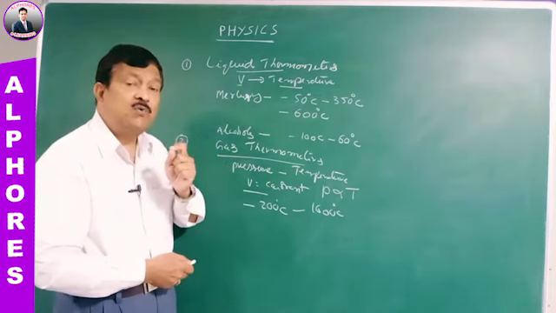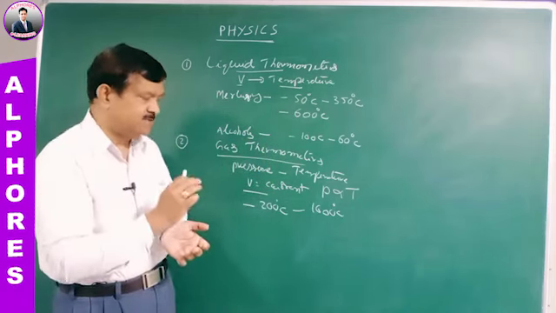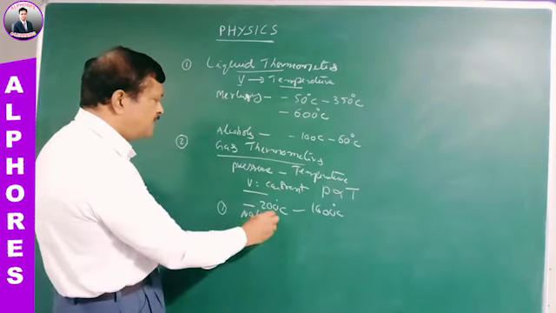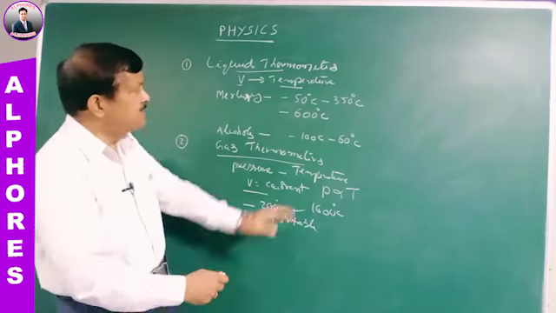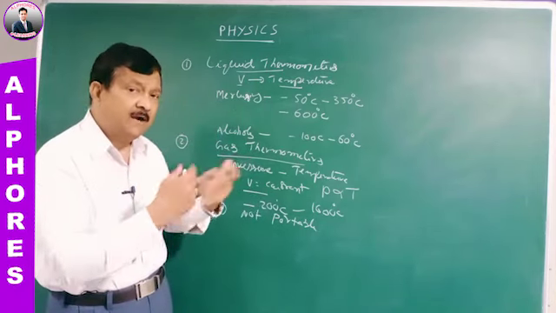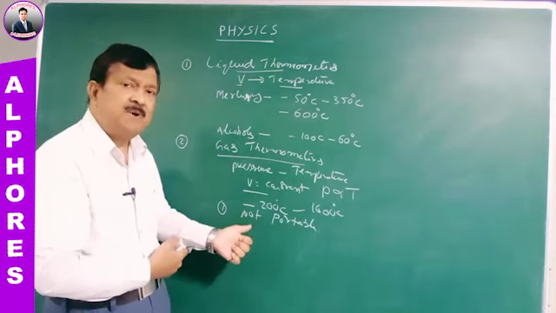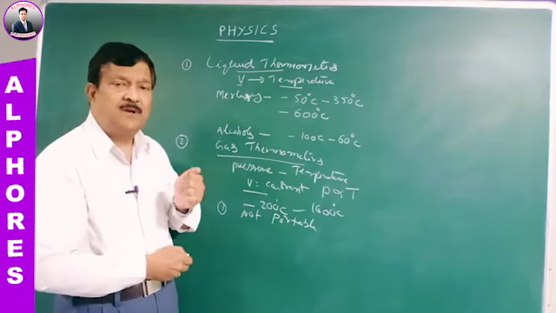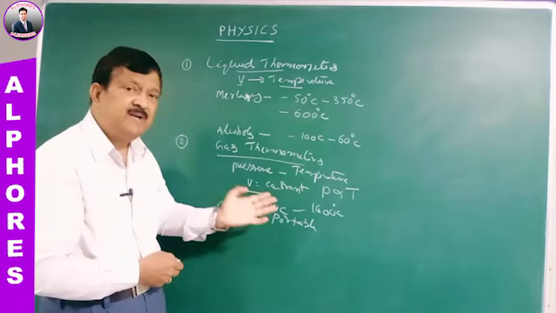But there are two important disadvantages with gas thermometers. What are the disadvantages? Number one, these gas thermometers are not portable. If it is a liquid thermometer made up of mercury, you can just place it in your pocket and go anywhere, wherever you want to measure the temperature. It is portable. But gas thermometers are very big in size and they are not portable. You cannot take them from one place to another place to measure the temperature. So that is one disadvantage.